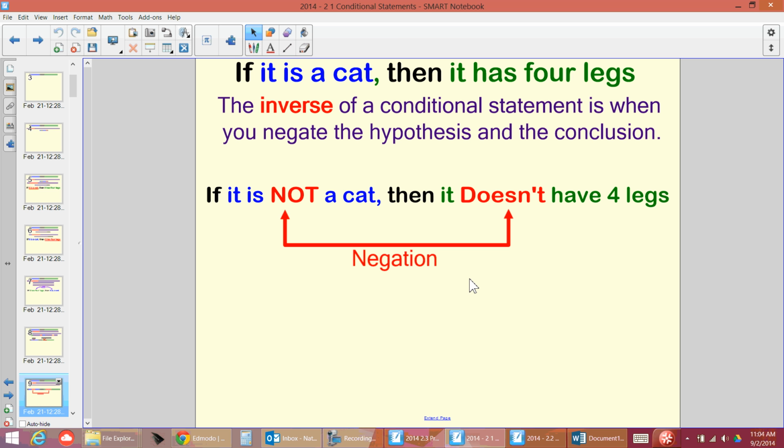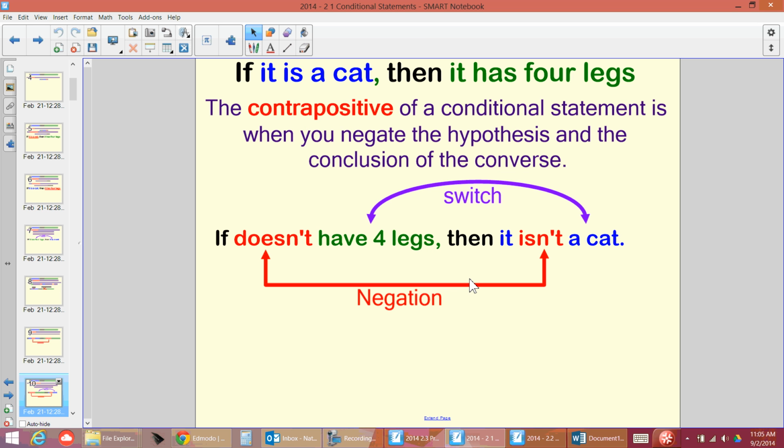Inverse is where I make both of them negated. If it is not a cat, then it doesn't have 4 legs. And for this, I take both my hands and I flop them down and I negate both of them. If it's not a cat, then it doesn't have 4 legs, that's an inverse. These are vocabulary words. You need to memorize these so you can use them properly on a test.